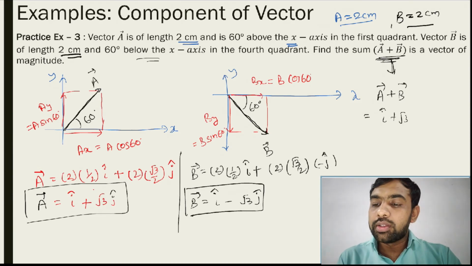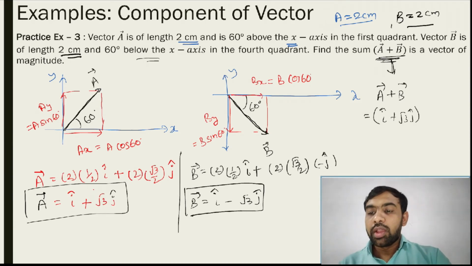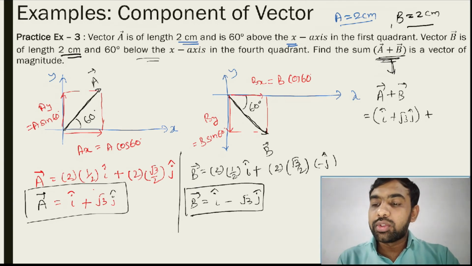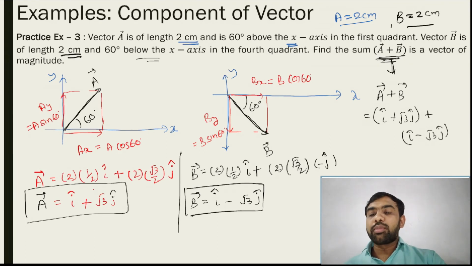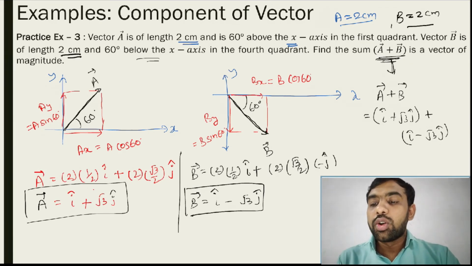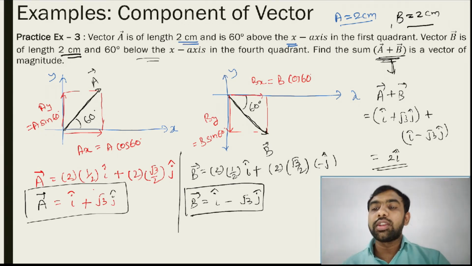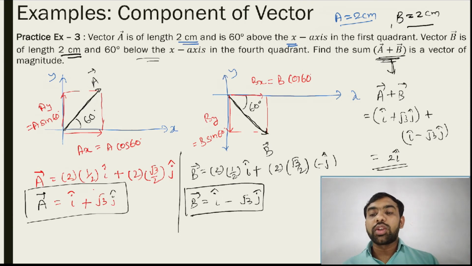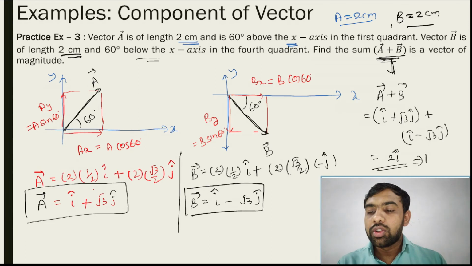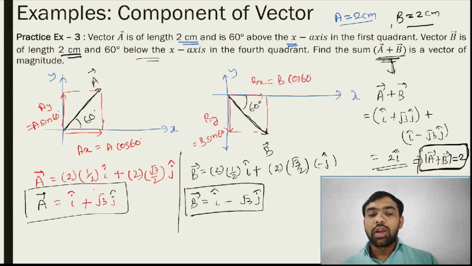i plus root 3j plus b, what is b? i minus root 3j. So i plus i is 2i, and plus root 3j minus root 3j is 0. So finally, what is the answer? Look, 2i. So this is our result, a plus b, and its magnitude is what? 2. What is magnitude? It is 2i, so how much will its magnitude come? mod a plus b is equal to 2. This is the final answer. Okay, so you can find the answer this way.